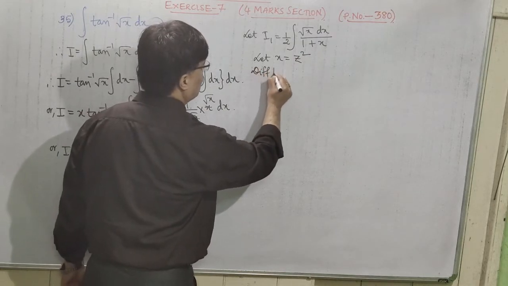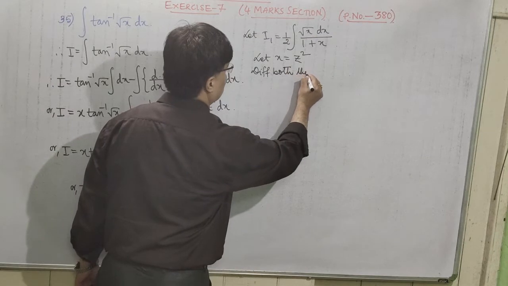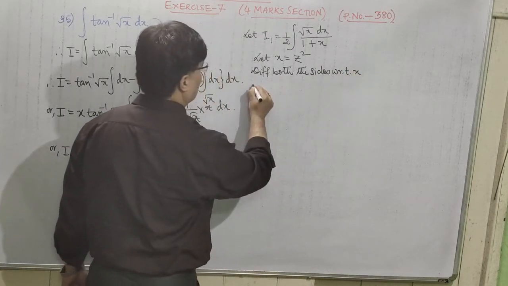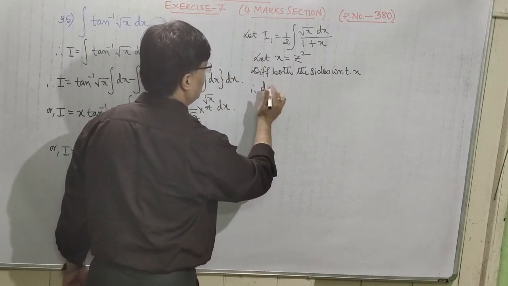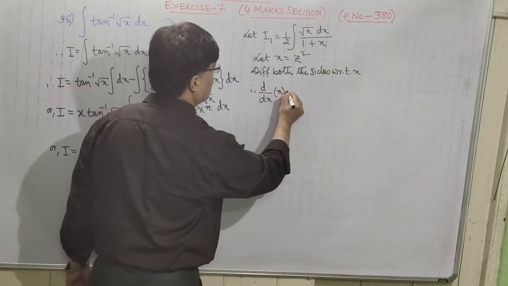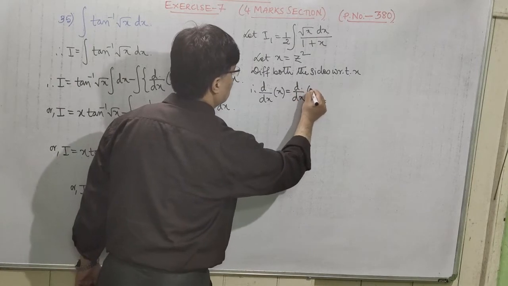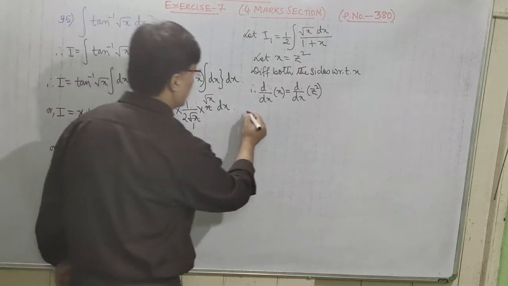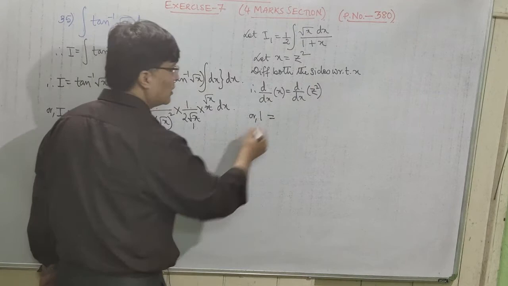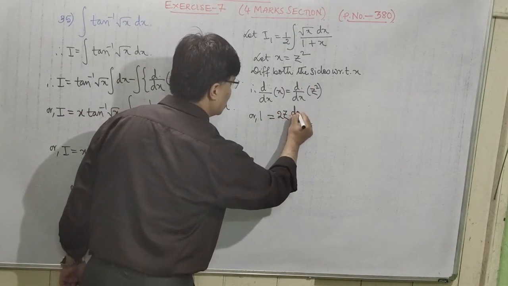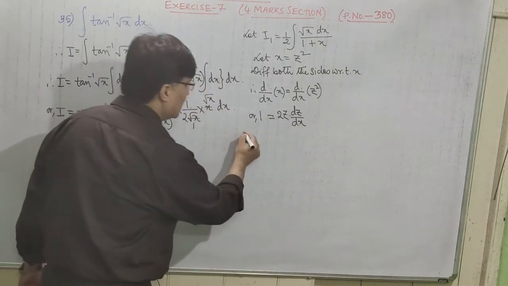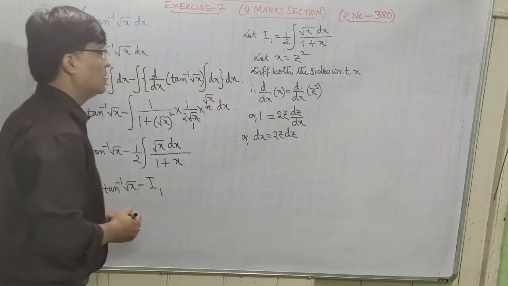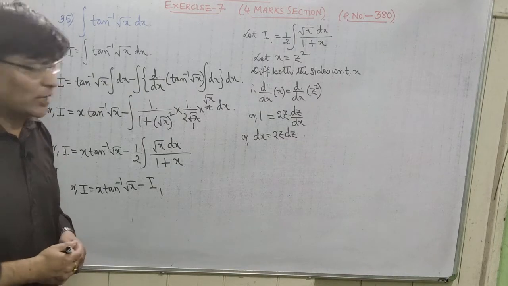So differentiating both the sides with respect to x. Therefore d/dx of x is equal to d/dx of z square. We are differentiating both the sides with respect to x. So what is d/dx of x? That is your 1 is equal to, what is d/dx of z square? 2z into dz by dx. Okay, so let us do cross multiplication. What is dx equal to? This is your 2z dz. So we have got the value for dx, which is equal to 2z dz.